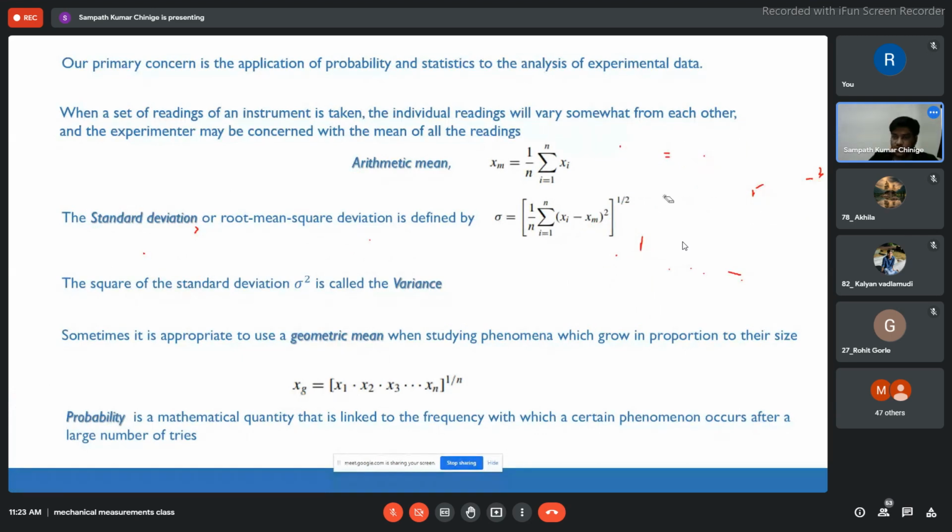Sometimes we also define this: arithmetic mean, where we take the summation of values, then we call it the arithmetic mean. When it is a product of the values, we take it as the geometric mean. Okay, so probability in a mathematical sense is linked to the frequency with which a certain phenomenon occurs after a large number of tries. So that is what we call probability.